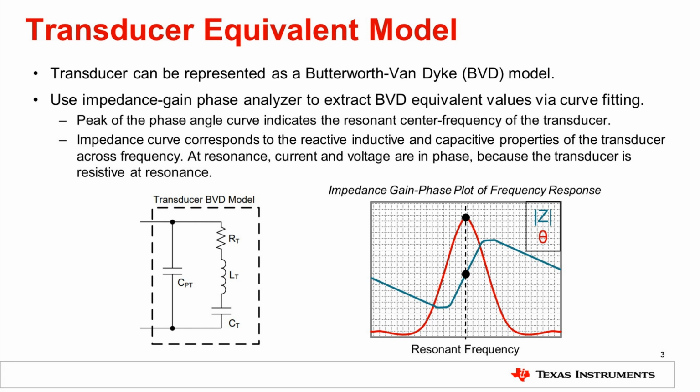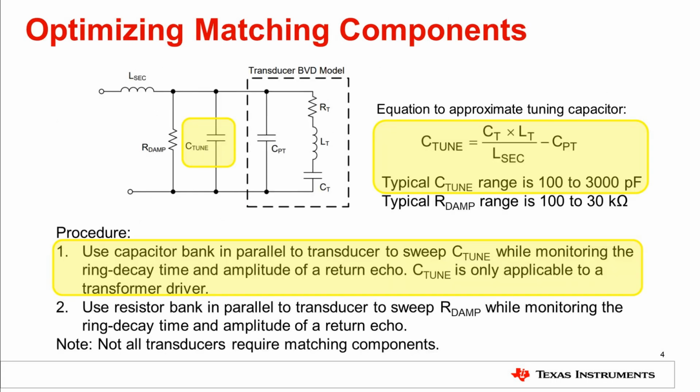Note, the BVD equivalent values of the transducer are not required to determine the matching component values. TI acknowledges that many users do not have access to an impedance gain phase analyzer. Capturing the BVD model is optional and is only useful if you decide to run simulations on your transducer.